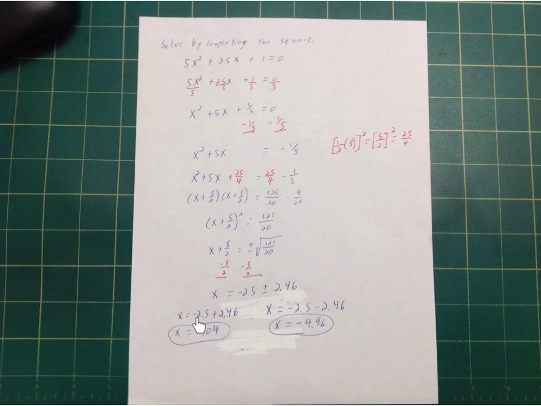And so you get x equals negative 2.5 plus 2.46, which gives you negative 0.04, and negative 2.5 minus 2.46, which would give you negative 4.96.